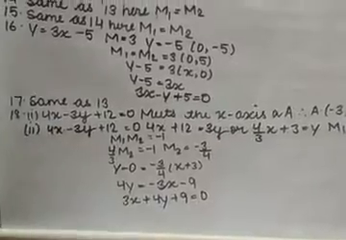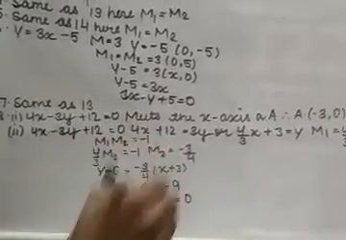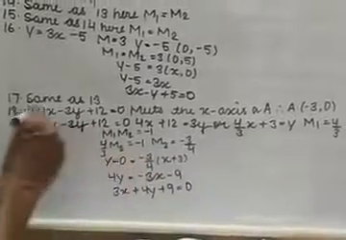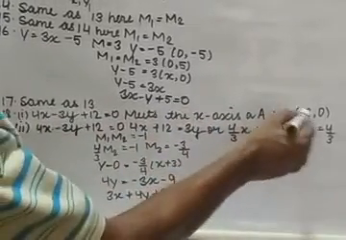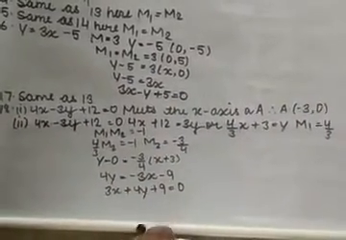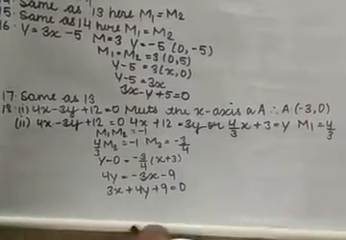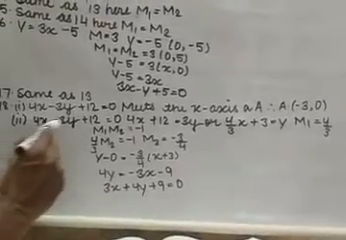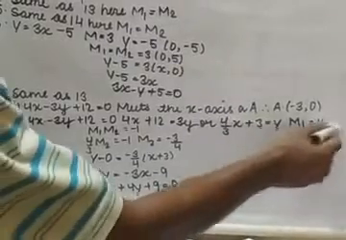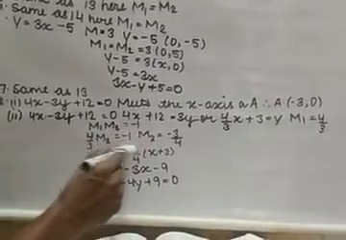Question number 18, first part: the line 4x - 3y + 12 = 0 meets the x-axis at A. So first of all, you put y equal to 0. When y is equal to 0, the coordinates become A = (-3, 0). Then the second part: determine the equation of the line passing through A and perpendicular to 4x - 3y + 12 = 0. First I will calculate the value of m1. I got m1 equal to 4/3. By applying the formula m1 times m2 is equal to -1, I got m2 equal to -3/4.